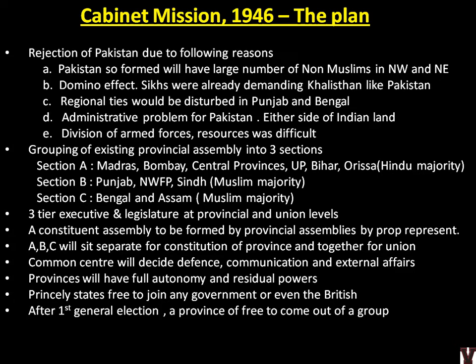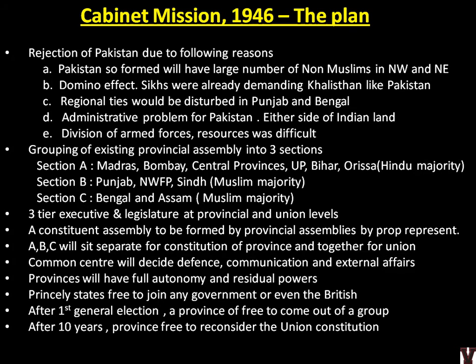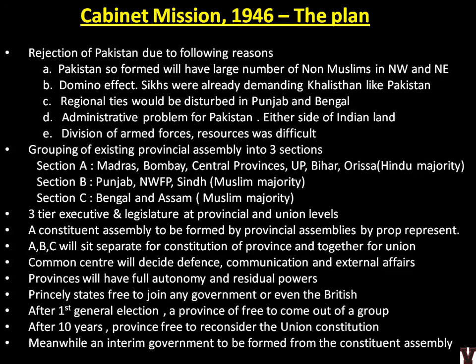After the first general election, which happens after independence, one province can actually come out of the group, but they have to recognize the union as the center. But after 10 years, again this province is free to reconsider the union itself. So these were not at all acceptable to anybody. Meanwhile, an interim government will be formed from the Constituent Assembly. So these are the terms or plan conditions.